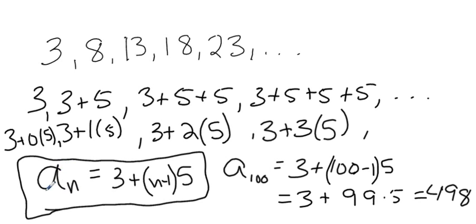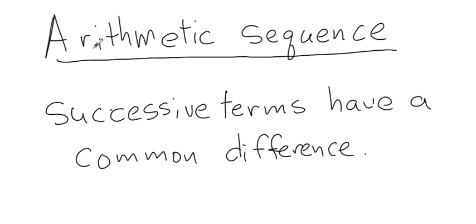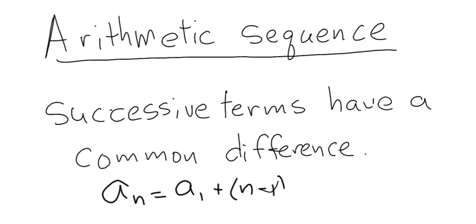Look at our function again. a sub n is equal to our initial value plus n minus 1 times our common difference. So looking forward, the general term for any arithmetic sequence is a sub n equals a sub 1 plus n minus 1 times our common difference, which we label as d. There, that looks better.